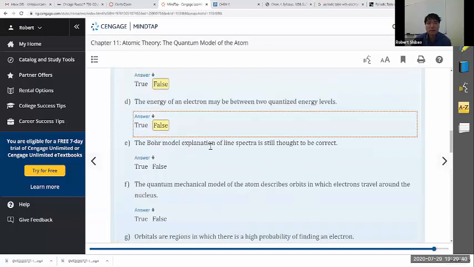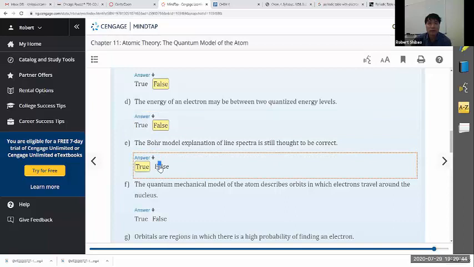The Bohr model explanation of line spectra is still thought to be correct. That's false. Well, the Bohr model explanation depends on how detailed you want to be. So I can see why they said true. They could say true because what they're saying here is it's jumps between orbitals, not jumps between orbits. So the Bohr model, they're only taking half of it. If you say half of it, yeah, okay, I believe that.